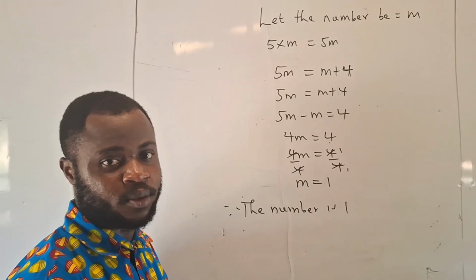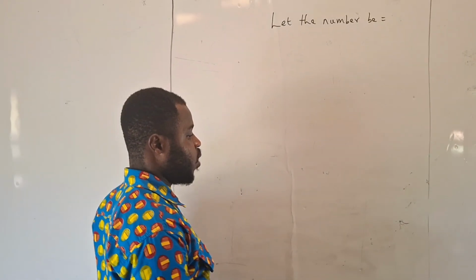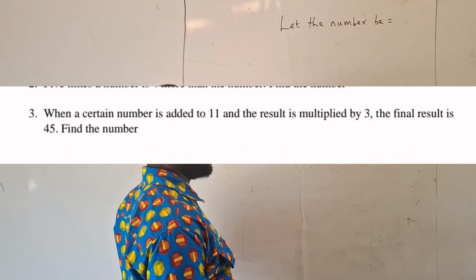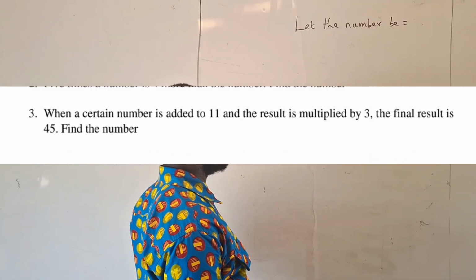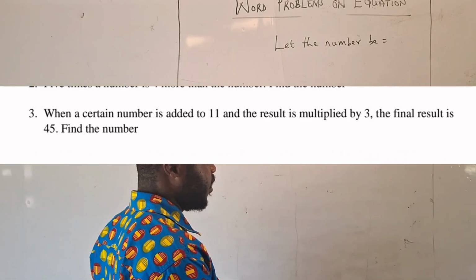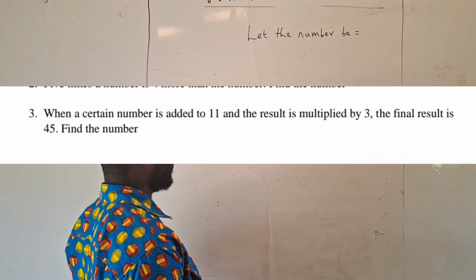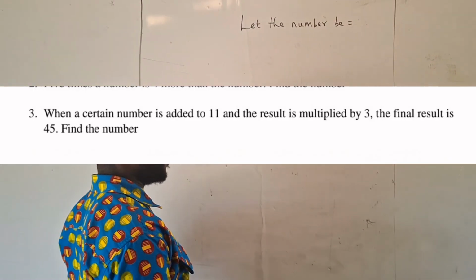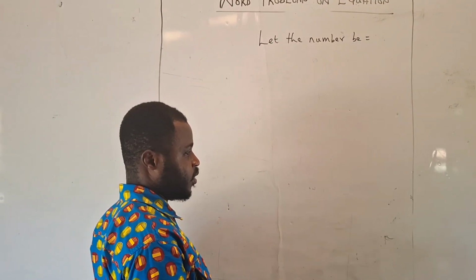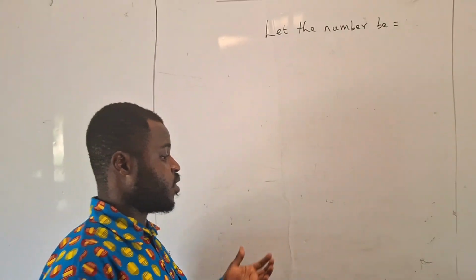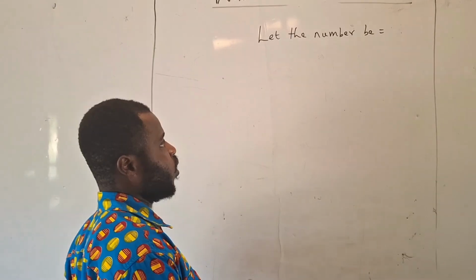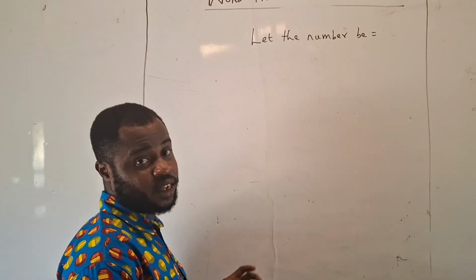We are taking another one. So the third question says that when a certain number is added to 11 and the result is multiplied by 3, the final result is 45. Find the number. So you see that here they said the result is multiplied by 3 and the final result. And I've told you that the equal sign will come at the final result. Yes. So in this question, you see the result and the final result have come. We can introduce 2 equal signs in an equation.